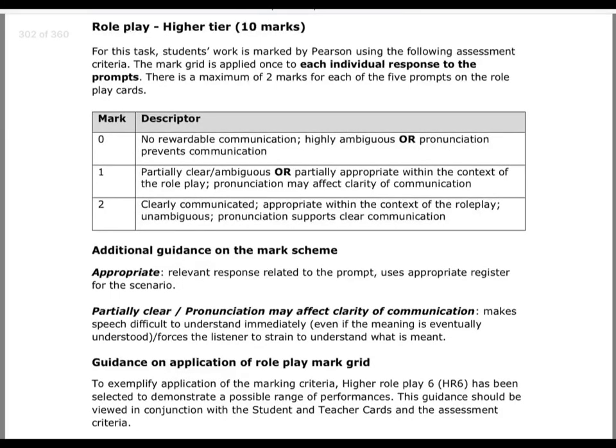Okay, so for the role play, there are 10 marks available. There are 5 bullet points on the role play card, and there are 2 marks up for grabs for each of them. If you look on the screen, you can see that you'll get per bullet point 0 out of 2 for no rewardable communication, if it's highly ambiguous what you say or the pronunciation prevents communication. You'll get 1 mark out of 2 if it's partially clear but with some ambiguity, but the pronunciation is sort of understandable. And finally, you'll get 2 out of 2 for each bullet point if it's clearly communicated, it's unambiguous, and you pronounce it sufficiently that I can understand it.